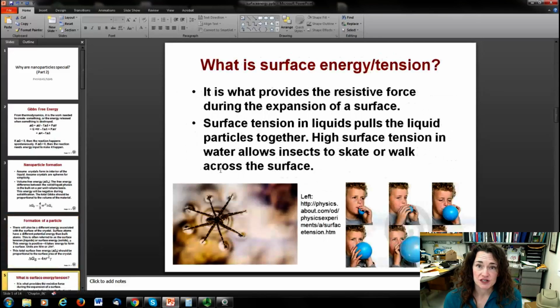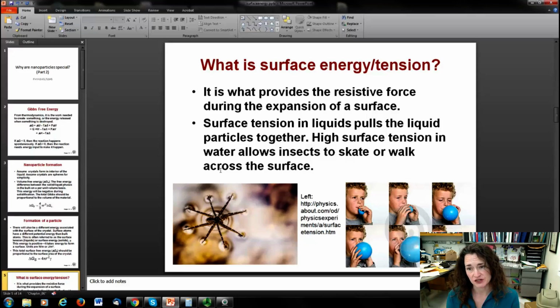You can think of surface energy and tension in kind of a more fun way if you want. It's what provides the resistive force during the expansion of a surface. So when you're trying to blow up a balloon, when you start blowing up that balloon, you're going to have to really blow hard and put a lot of work into the system because the balloon wants to stay tight and stay together, and it resists that expansion. Okay, so that's an example of a surface energy.